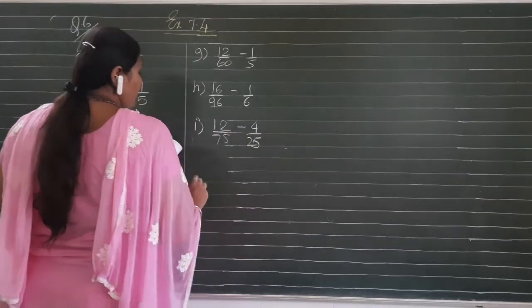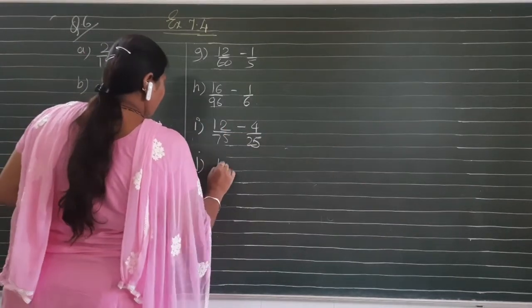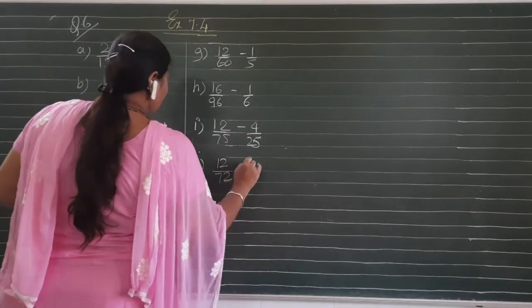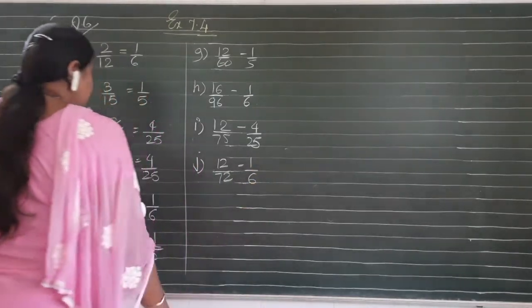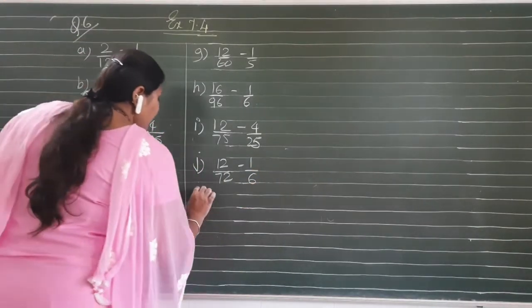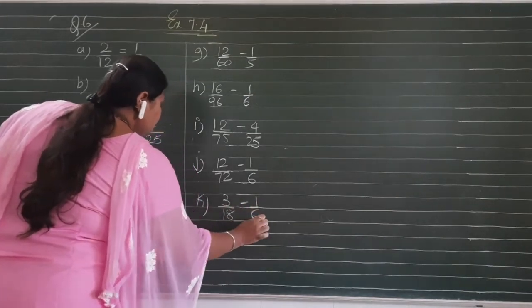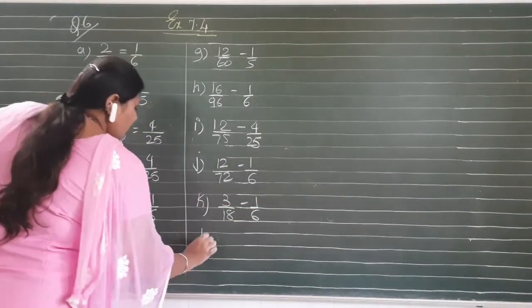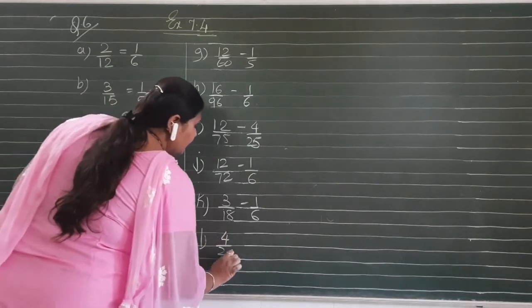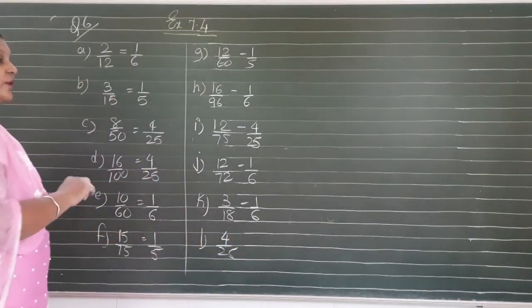I. 12 upon 75, 4 upon 25. We'll divide by 3 upon 3. J. 12 upon 72, 1 upon 6. K. 3 upon 18, 1 upon 6. L. 4 upon 25. So it's already in its lowest term.